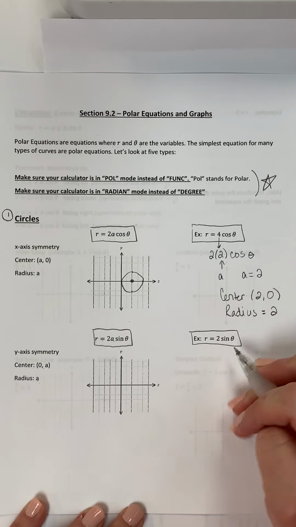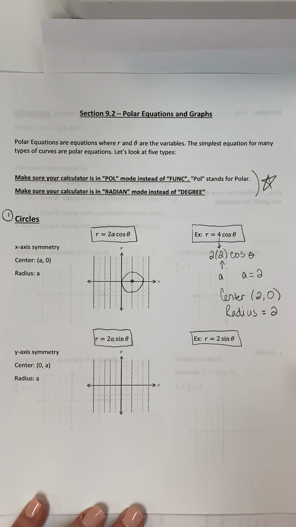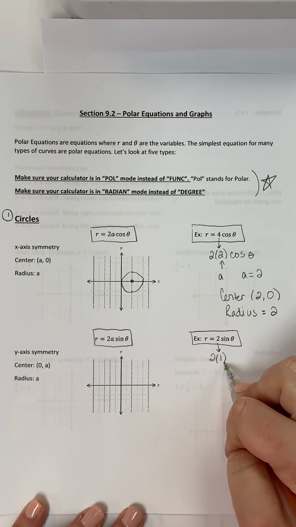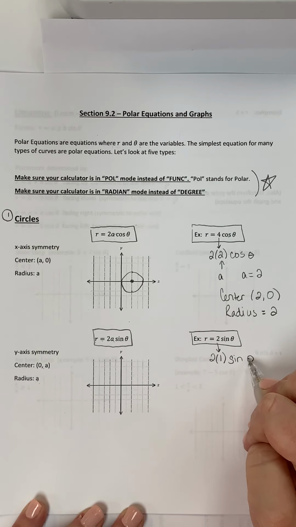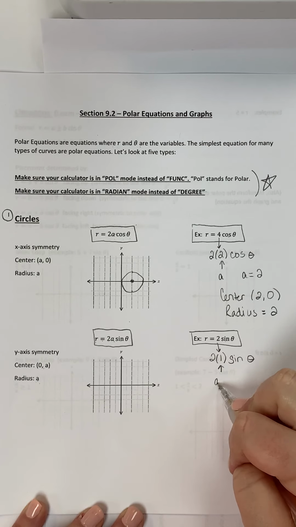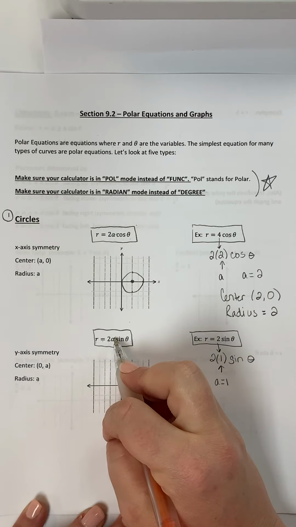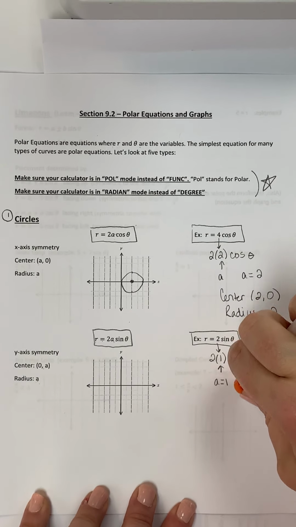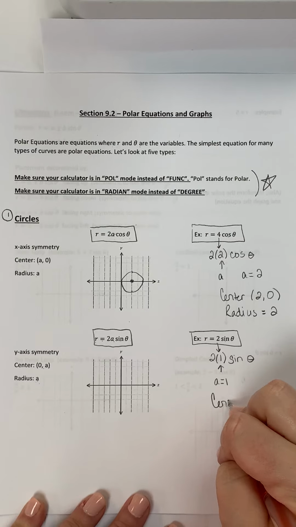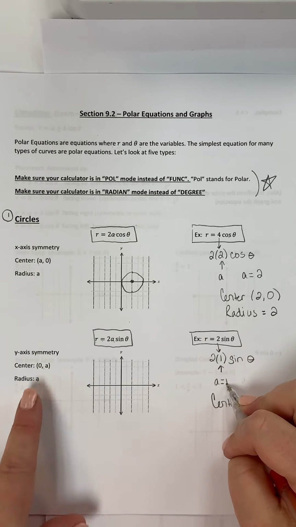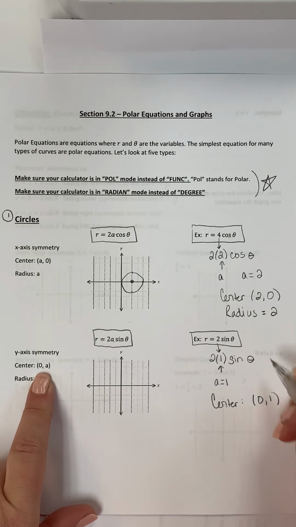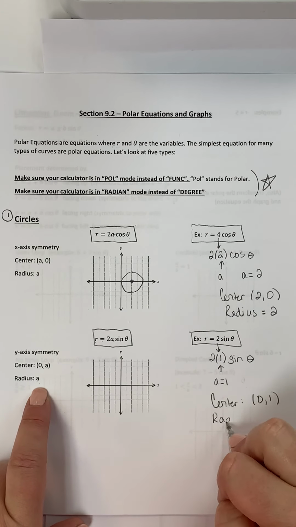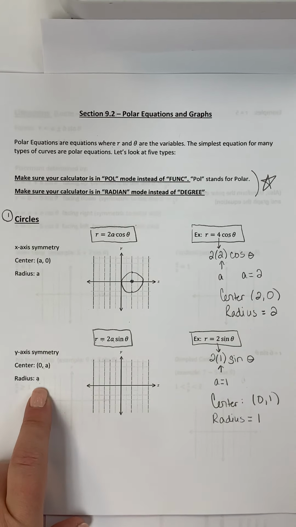Okay, so I know I'm going to have y-axis symmetry because of the sine. I'm going to pull a 2 out of this coefficient. That leaves me with a 1. That means a is 1, because remember, I have to pull a 2 out to see what a is. All right, so knowing that, my center is not going to be (1, 0). It's going to be (0, 1). That's because of sine, because we have y-axis symmetry. But my radius is going to be 1.